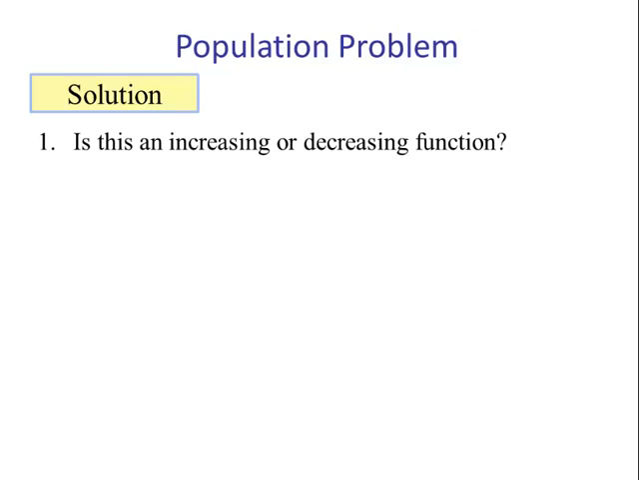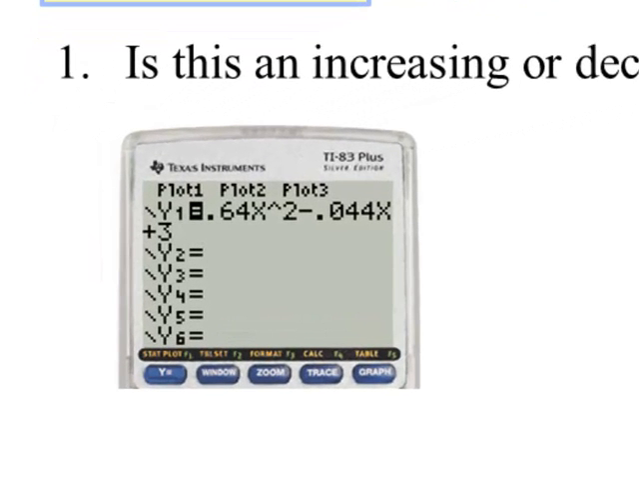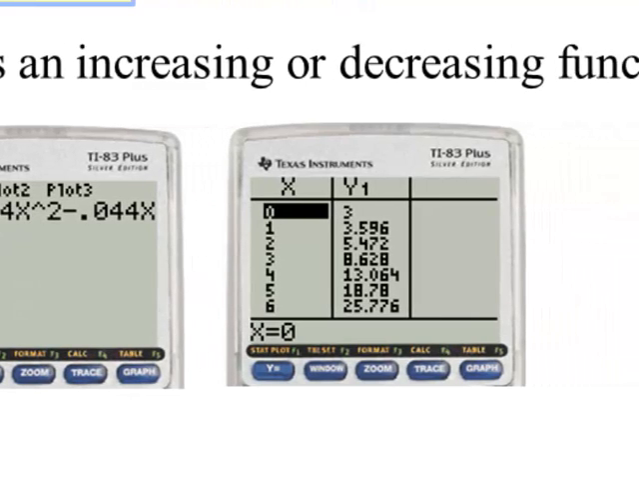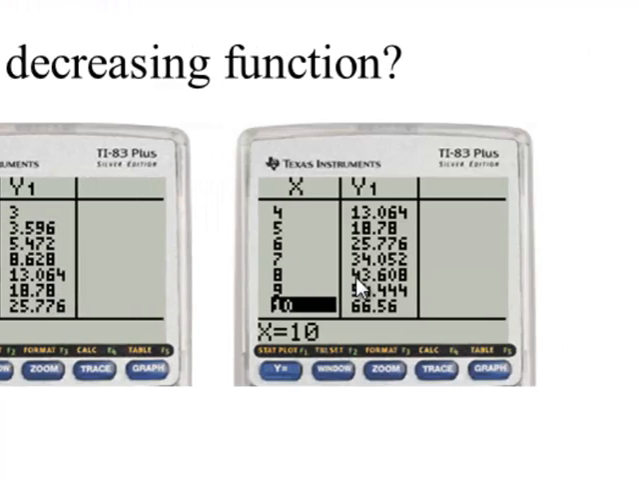Solution. Number 1. Using our graphing calculator, we type in the model in Y1. Using the table feature, we can see values of time and the corresponding population size according to the model. We want to use the domain from 0 to 10. So as x gets larger, y is increasing also, and it's increasing for the whole interval.